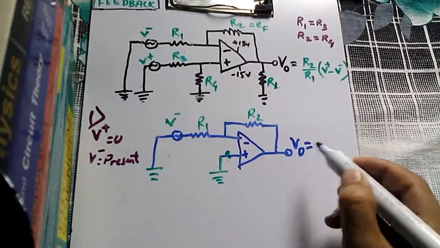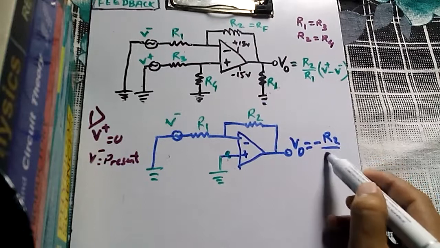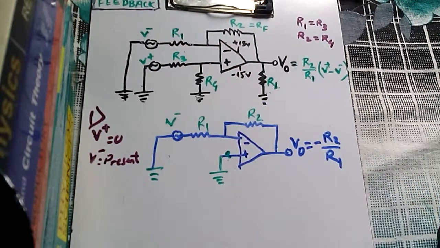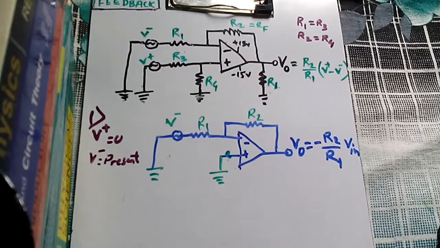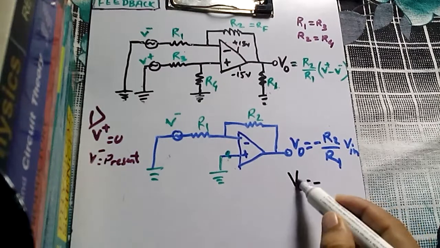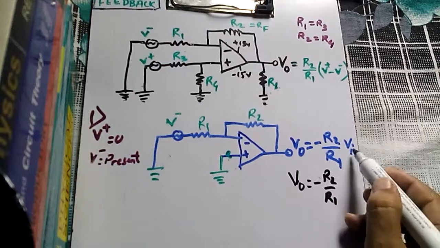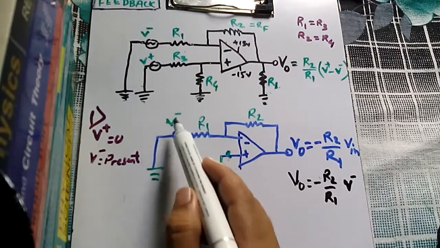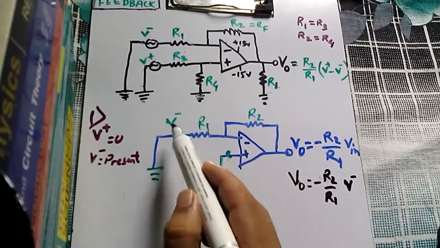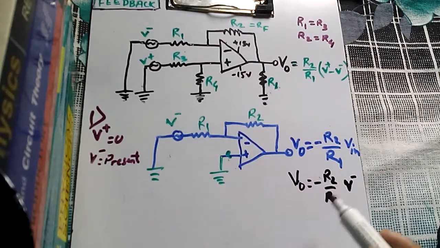The output for an inverting amplifier is minus feedback resistance, that means R2 by R1, times V input, and V input is what? In this case it is minus R2 by R1 times V minus here. V minus, you don't need to be confused with this minus. This is just the symbol that this voltage is available to the negative terminal. Otherwise I can write V1, V2 or V prime, V double prime, etc. It's no problem. So this is the output.